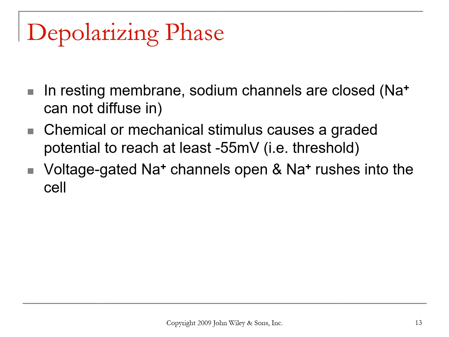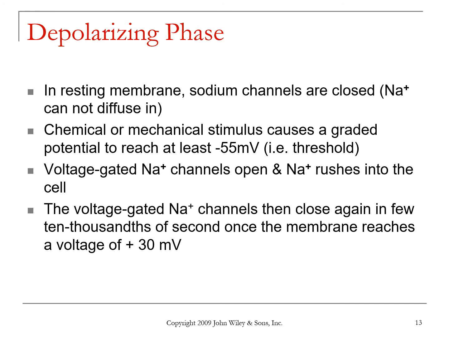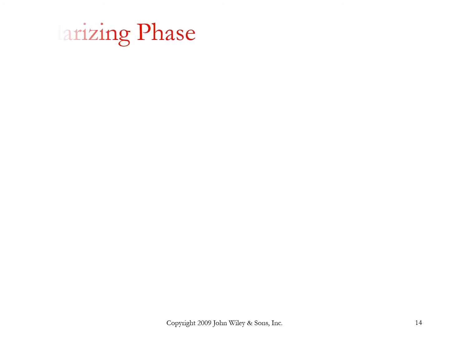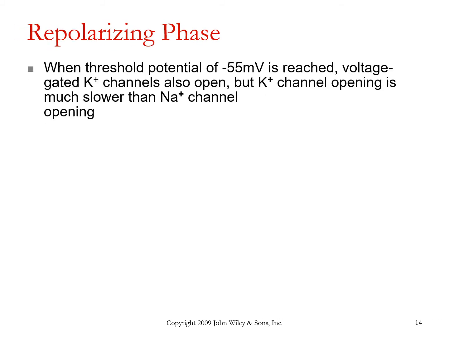At threshold, voltage-gated sodium channels open quickly, allowing sodium to rush quickly into the cell. That influx of positive charge changes the voltage to about positive 30, and then these sodium channels close quite rapidly, within a few 10,000ths of a second. This now brings the membrane to the repolarizing phase.